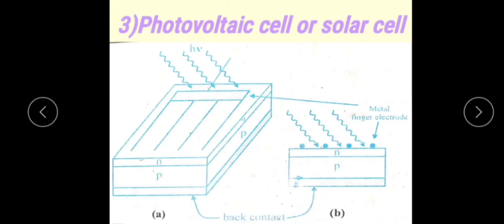Okay. The important criteria for selection of material. What type of material to select for solar cell fabrication? That we'll discuss here. The important criteria for selection of a material for solar cell fabrication are: first one is the band gap. The band gap of the material for the fabrication of a solar cell should be 1.0 to 1.5 electron volt. That should be within 1 to 1.5 electron volt.